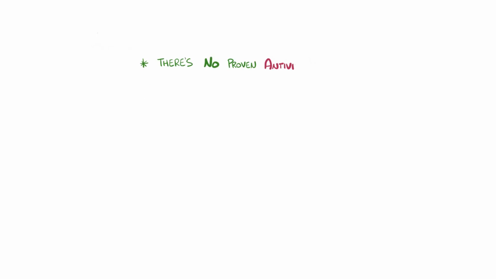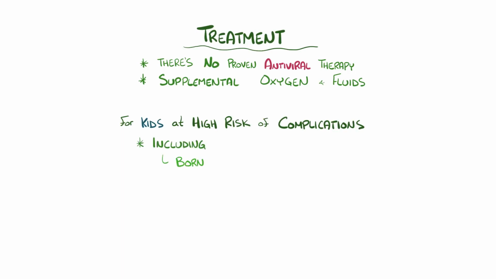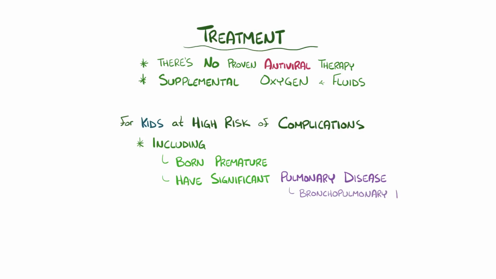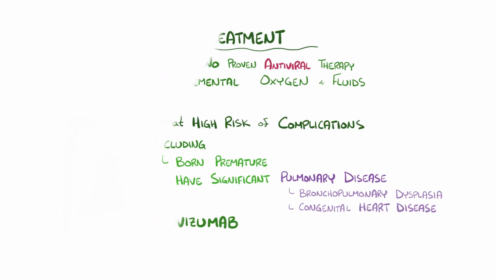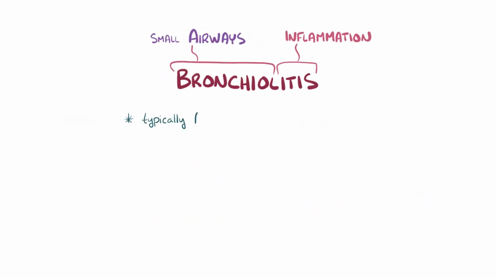There's no proven antiviral therapy for bronchiolitis, so treatment usually consists of supplemental oxygen and giving fluids to prevent dehydration. For some kids at high risk of serious complications like those born very prematurely, with significant pulmonary disease like bronchopulmonary dysplasia, or with congenital heart disease, monthly injections of a pre-made antibody against RSV called palivizumab has been shown to be beneficial.